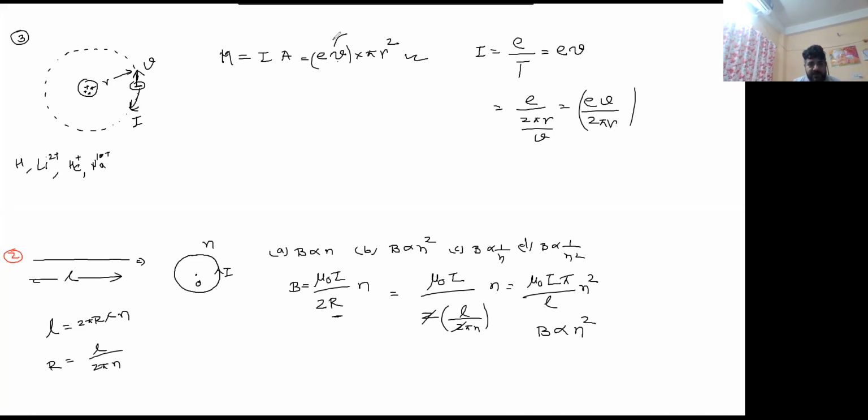Yes, sir. This is my frequency, and what I am going to do now is e v by 2 pi r into pi r square. This v is my velocity or speed. Clear? So what we have is half e v r. Yes or no? Is it okay, everyone?